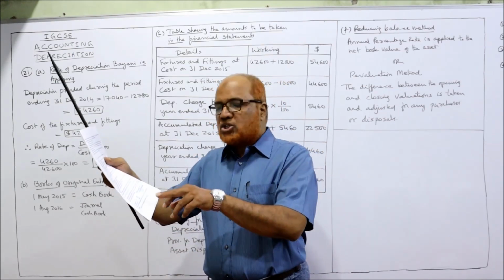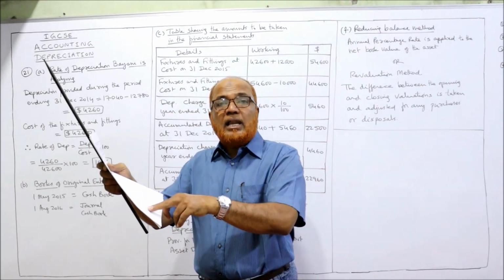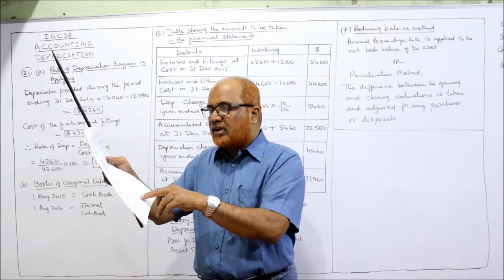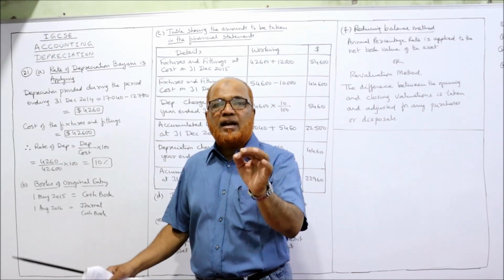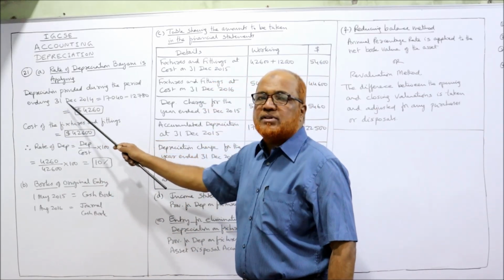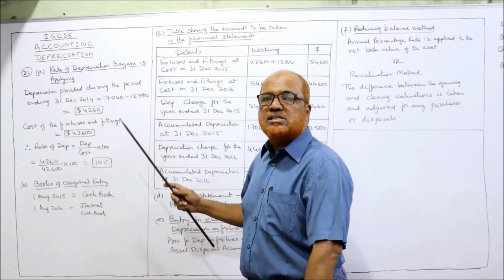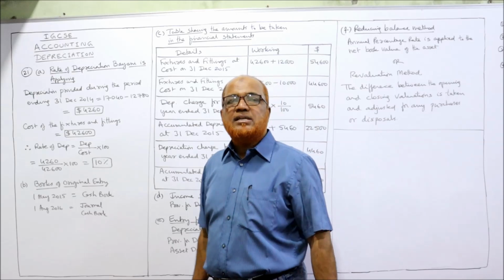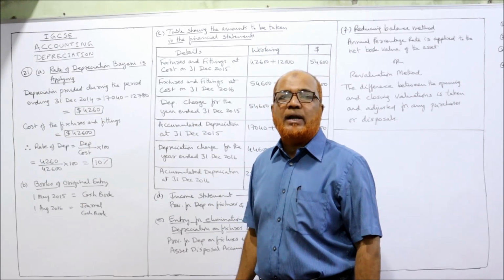Here, accumulated depreciation is given for 2013 and 2014. So, last year 2013, current year 2014. So last year accumulated depreciation 12,780 and current year accumulated depreciation 17,040. So how much is the increase in depreciation for the year ended 31st December 2014? Depreciation provided during the year is 17,040 current year accumulated minus 12,780 last year accumulated, you will get $4,260. This is the depreciation provided during the year ended 31st December 2014.